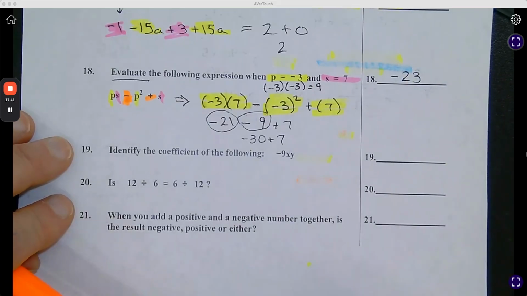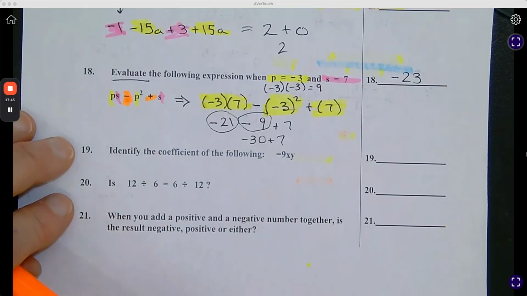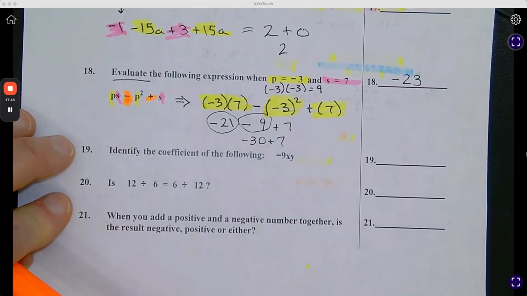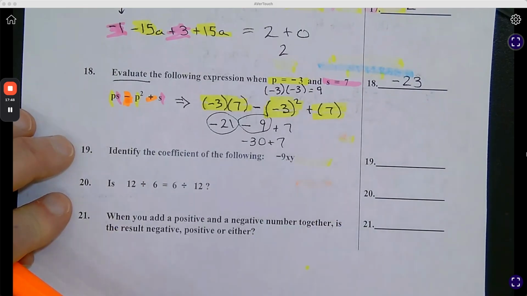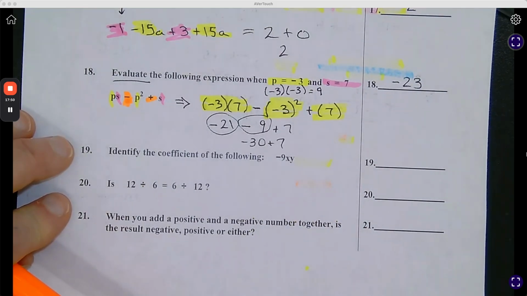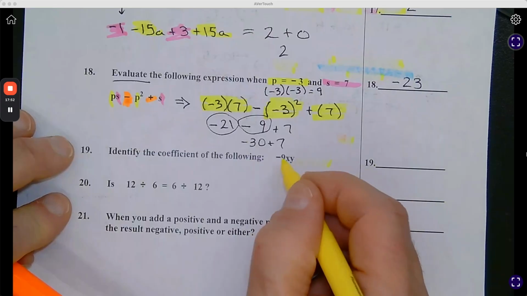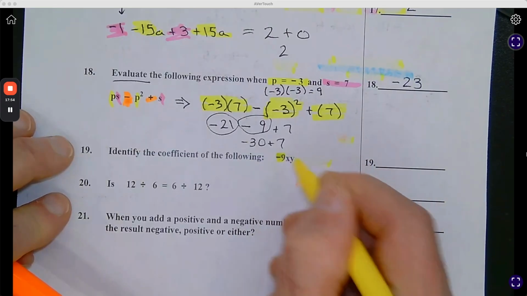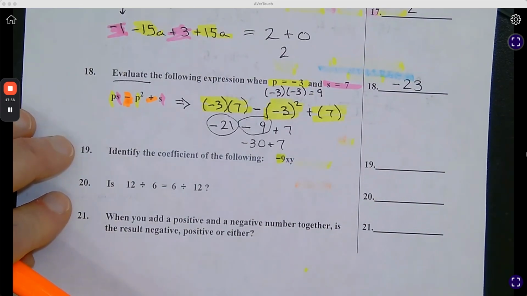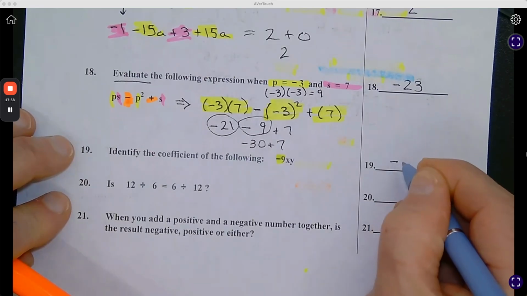Let's go. Identify the coefficient. The coefficient is how many you have. It's the count, right? If you have 7 M&Ms, your coefficient is 7. If you have negative 9xy, your coefficient is negative 9. So the coefficient is the number. How many do you have?